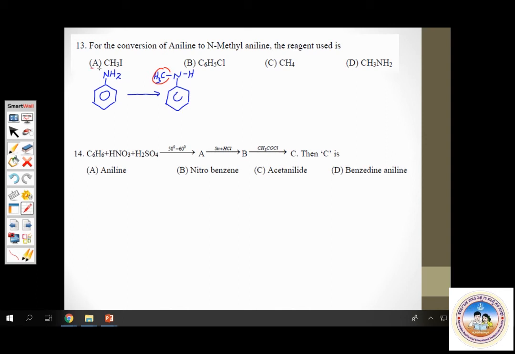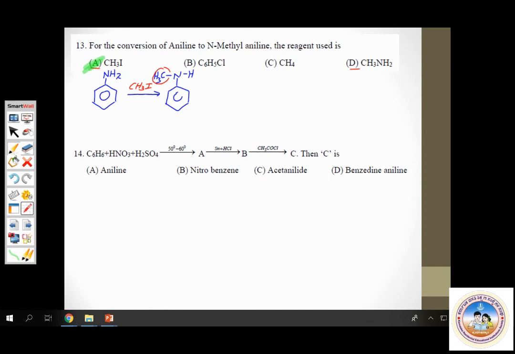See in which option you have methyl group. You have option A and option D, both having methyl. But which undergoes nucleophilic substitution reaction readily? It is methyl iodide. If you treat this with methyl iodide, you convert primary amine into secondary amine. So option A is correct answer. That is question number 13.